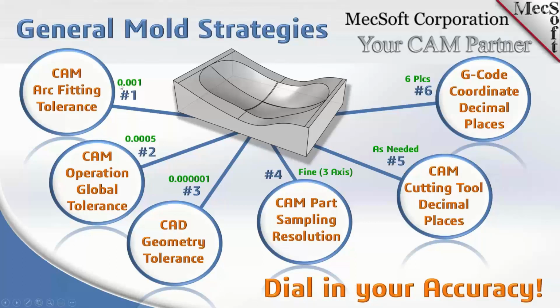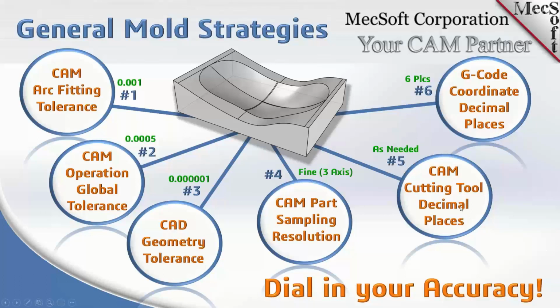But typically, you want to do your arc fitting tolerance first. In our example, we're starting with 1,000th, and then the CAM global tolerance is half of the arc fitting tolerance, so that would be 0.5. And then we're going to look at setting the CAD geometry tolerance. So we're adding 2 more decimal places to that, just for rounding. And then we're going to look at how to adjust the CAM part sampling resolution. This is a setting in the CAM preferences which affects the accuracy of your machining.